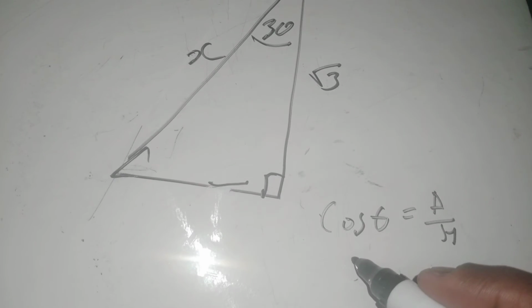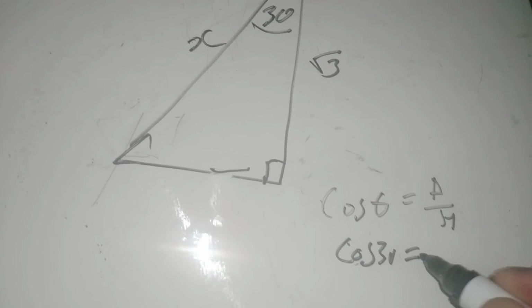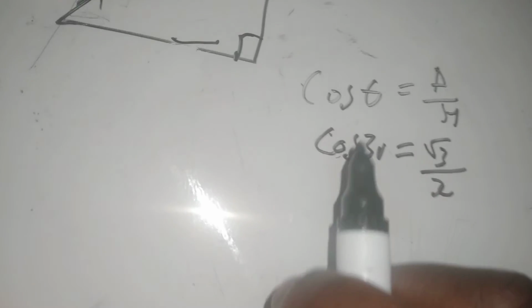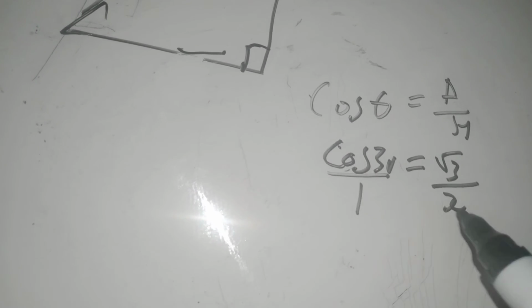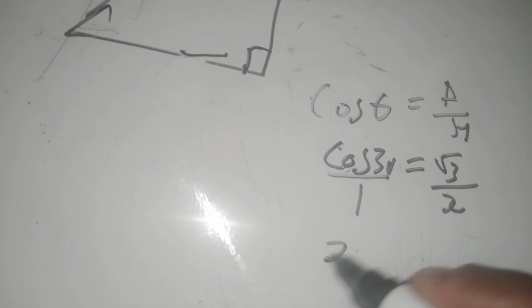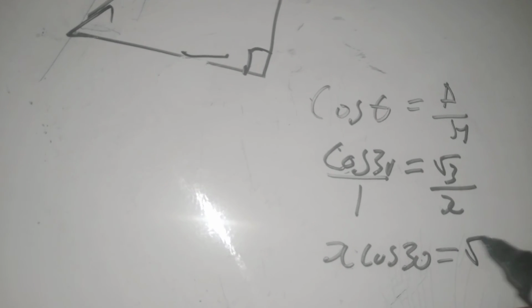So our adjacent is, okay, we're going to say cos first. Cos 30 equals our adjacent, which is root 3. Our hypotenuse is x. So what do we do here? Well, this is the same as over 1. So when we cross multiply, x times cos 30 is x cos 30. 1 times square root of 3 is root 3.